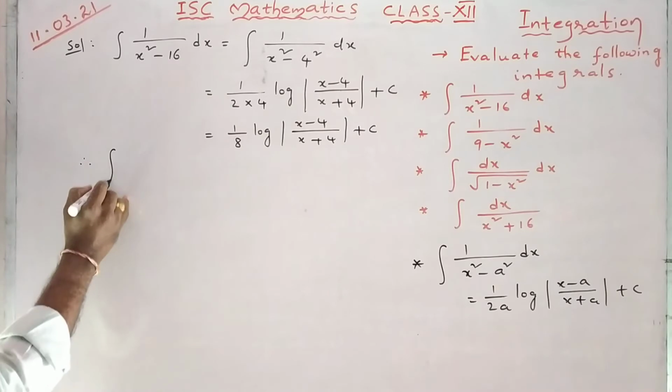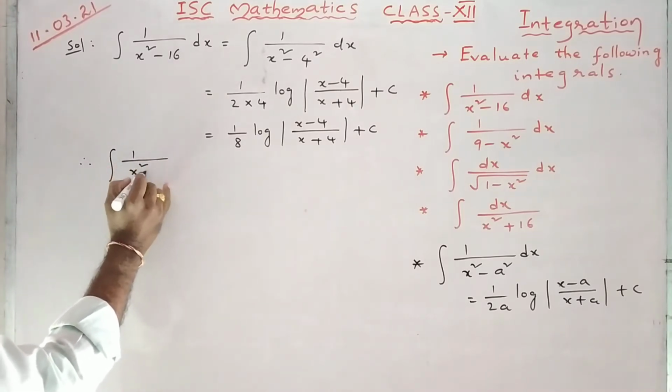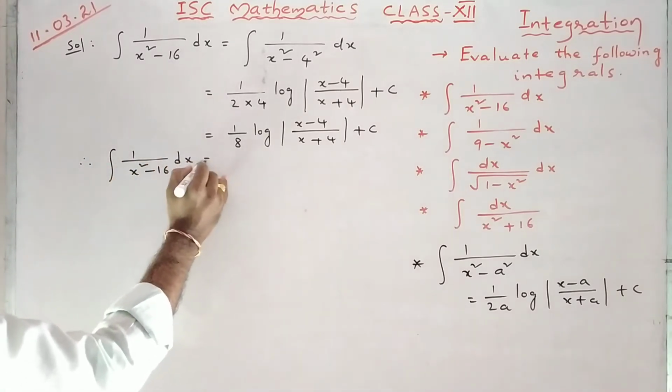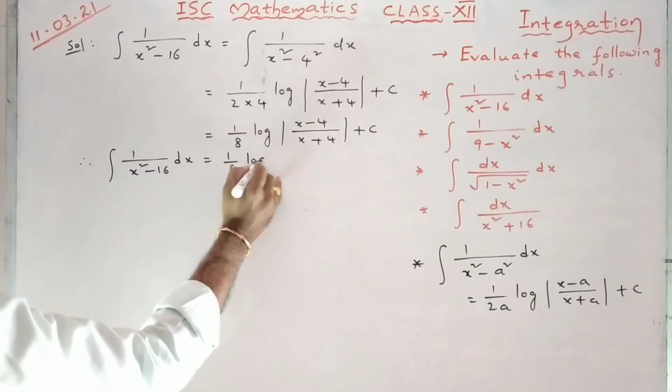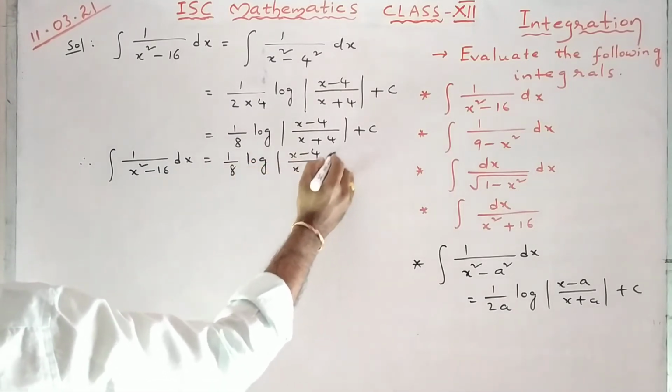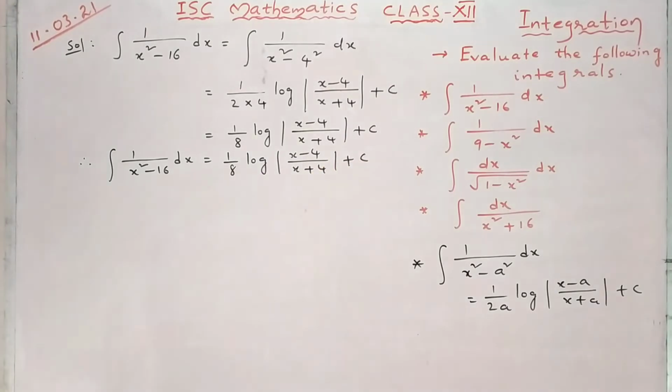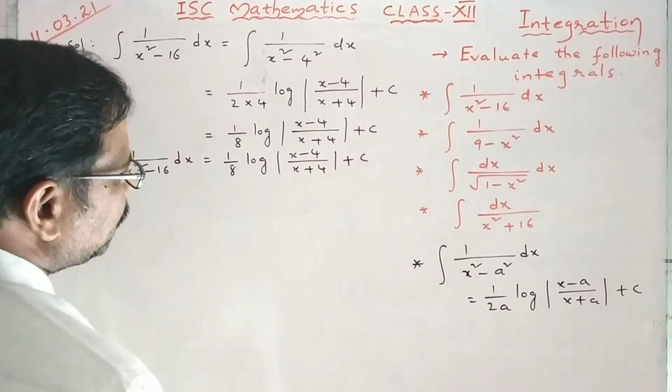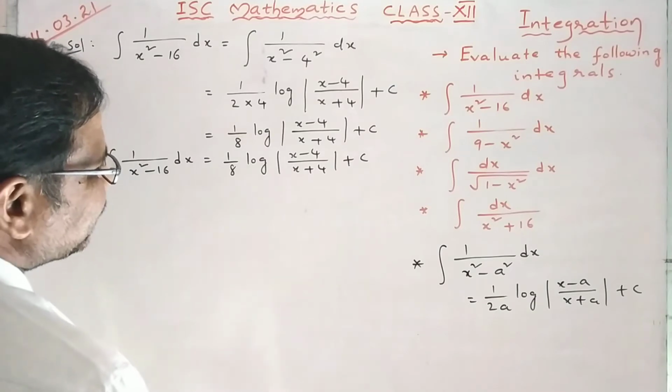Therefore, simple, if you know the formula, it is easy. 1 by 8 log mod x minus 4 by x plus 4 plus c. Okay? So you should be able to memorize the formulas.